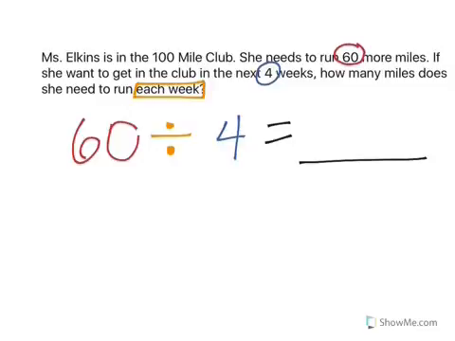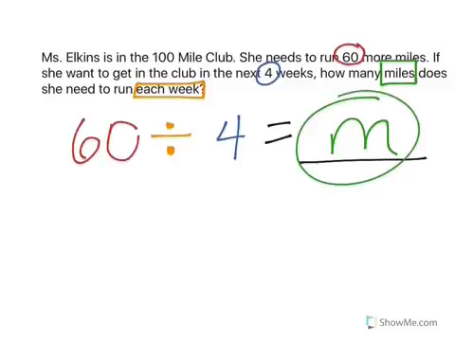Now, when you're picking a letter to use for your variable, I suggest using a letter that represents what you're looking for. In this case, I need to figure out how many miles. So I'm going to say 60 divided by 4 equals M. M stands for miles. This problem is interesting too because it's also the solution equation. My variable is also already at the end, so it's the situation of the problem and it's the solution, so I can automatically solve for M.